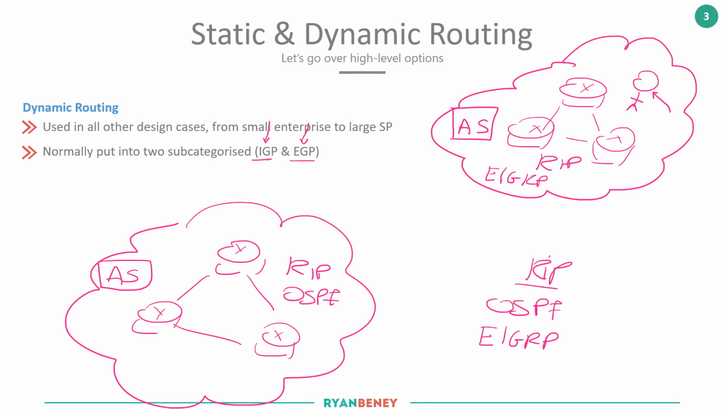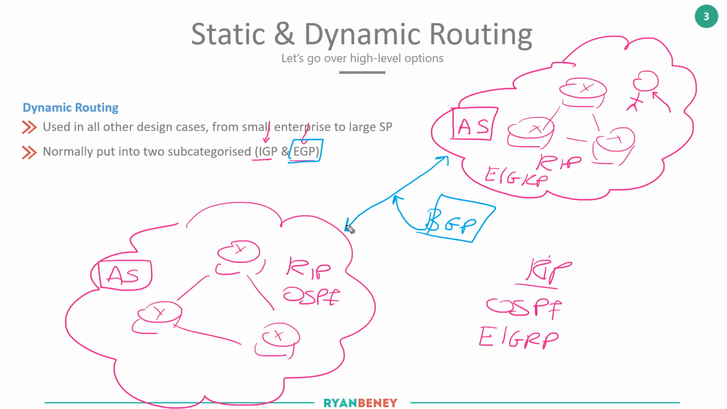Well, what we would have to do then is run some sort of protocol between the autonomous systems in order to connect them up. Because if you think about it, the internet is just a bunch of autonomous systems, a bunch of single administrative controls, different companies connecting together to form one giant network. And the EGP, which we said earlier is actually only one, BGP, will be used between the autonomous systems.